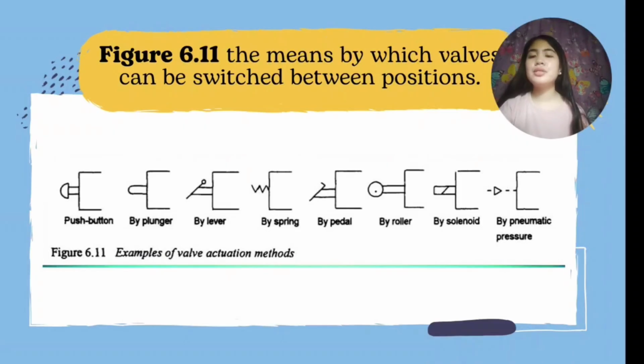This slide shows the different methods used to actuate or switch valves from one position to another. Valves can be actuated mechanically, hydraulically, pneumatically, or electrically. Some valves also use springs to return to their normal position. Understanding actuation methods is important because it tells us how the valve responds to signals and how it resets after the action is completed.